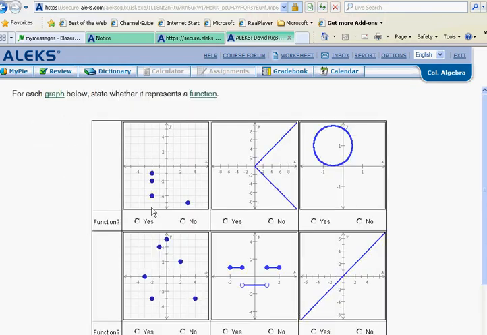Okay, well, right here, three dots vertically in a row. That's bad, not a function. Here, cut down through there, vertical line, we'll cut it twice, not a function. Circle, cut it vertically, going to cut it twice, not a function. Over here, look carefully. Any dots directly above each other? No, no. Every dot is such that no two dots are aligned vertically. This is a function.